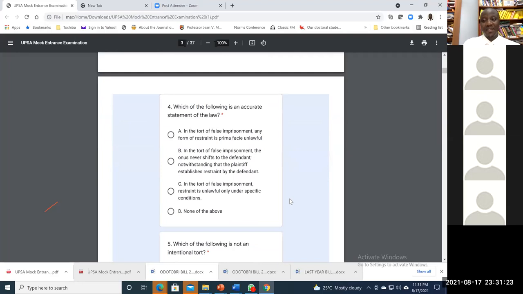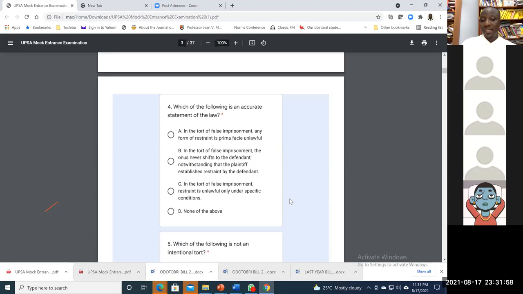Is that the case? Any form of restraint. What about if there's a justification for the restraint? If there's a justification for the... B, in the thought, let's go through the rest before we settle on the correct answer. In the tort of false imprisonment, the onus never shifts to the defendant, notwithstanding that the plaintiff establishes a restraint by the defendant.